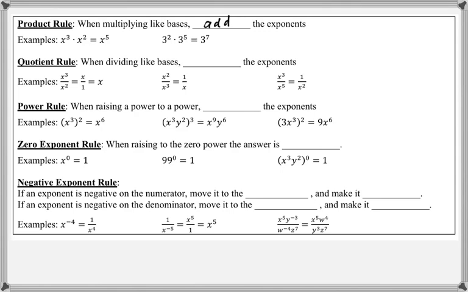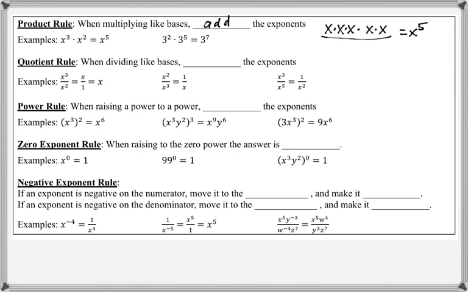This really works because if you have x cubed times x squared, another way of writing x cubed is x times x times x, and another way of writing x squared is x times x. And if you multiply these together, how many do we have? We have 5, so that is how we get x to the 5th.